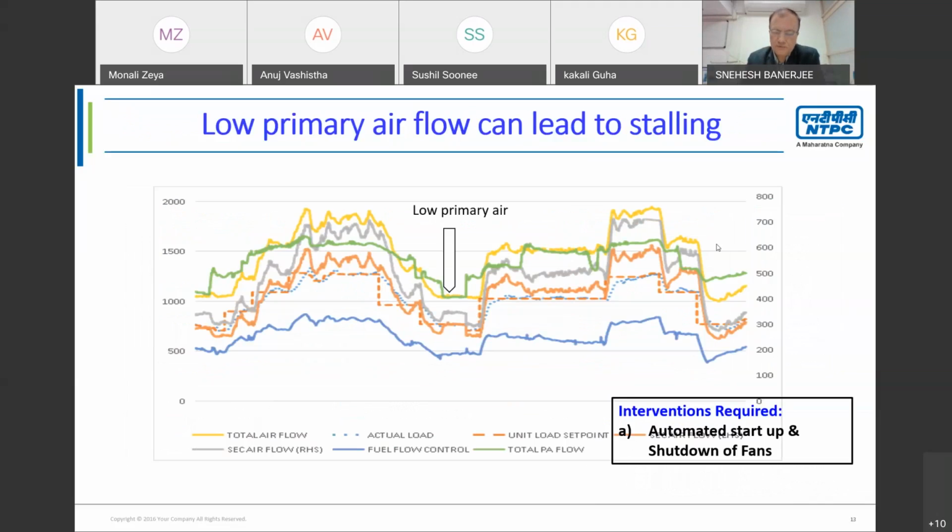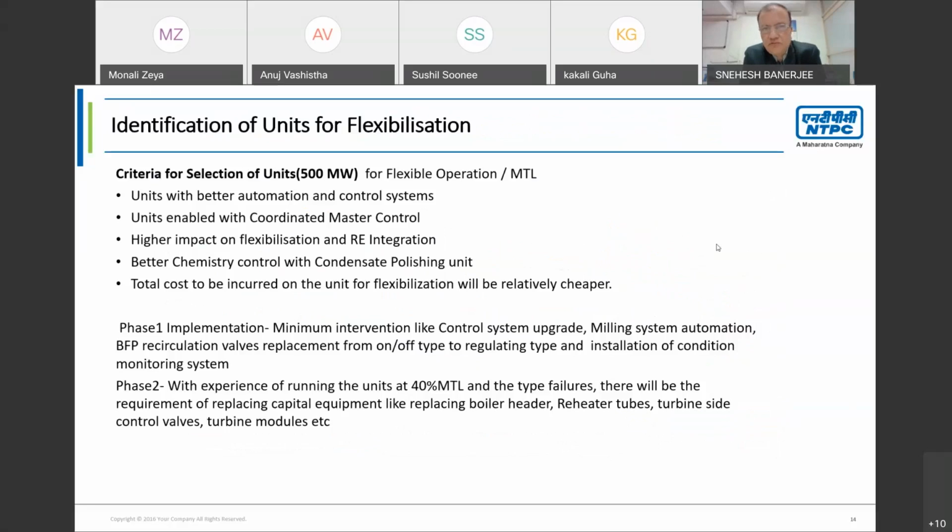So in a nutshell, these are some of the critical observations and, associated with that, some of the interventions. Now, identification of units for flexibilization. Yes, 500 megawatt units in all of our pilot studies we have taken into consideration. The capacity of 500 megawatt is not important.